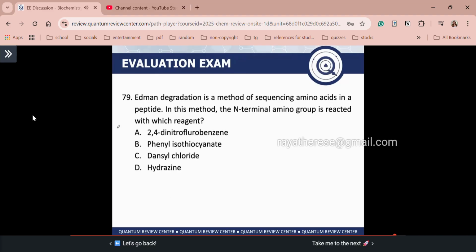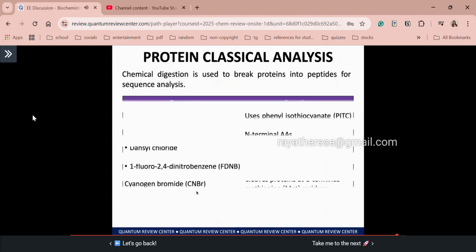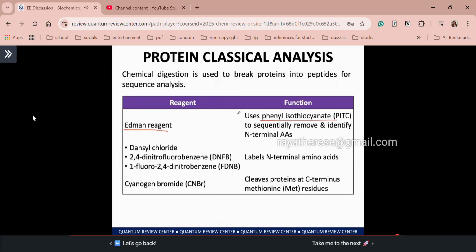Class, 2,4-DNFB, phenyl isothiocyanate, and dansyl chloride can all attach or react with your N-terminal amino group. But in this question, we are particular with Edman degradation. Recall in our protein classical analysis, phenyl isothiocyanate is the reagent used for N-terminal amino group structure elucidation. Or class, maybe you have amnesia. Again, in our discussion, this is the table that I presented, and here we use PTC or phenyl isothiocyanate for Edman degradation.